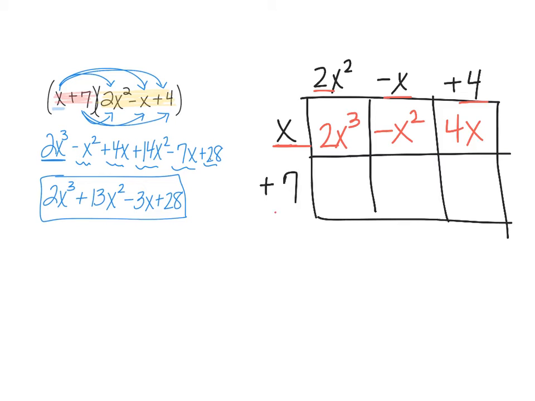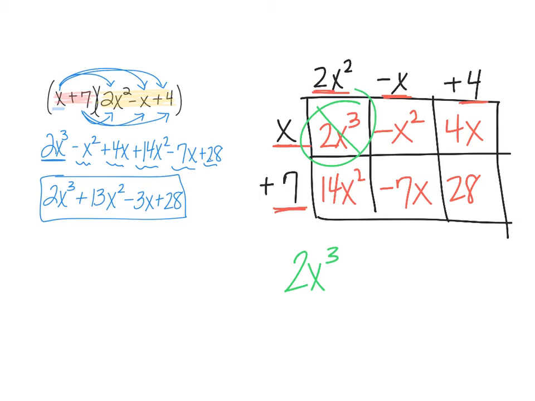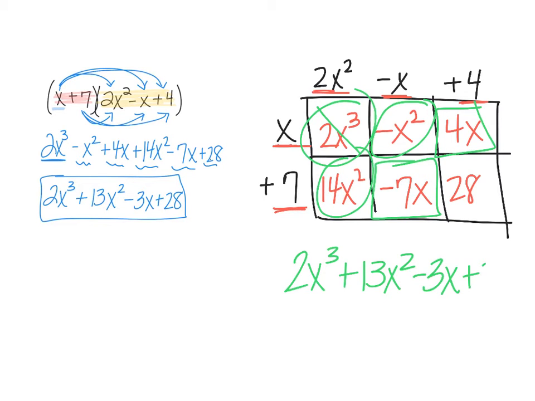Okay, I'll go to my 7. 7 times 2x squared is 14x squared. 7 times negative x is negative 7x. And 7 times 4 is 28. All right, your last step is you just need to combine things together. So I see 2x cubed. I'll just keep that. Okay, nothing else goes with that. My squares, 14, take away the 1, gives me 13x squared. Okay, here are my x's. I have negative 7x and 4x, gives me negative 3x, and then plus 28. And you guys can see I got the same answer either way I did it.